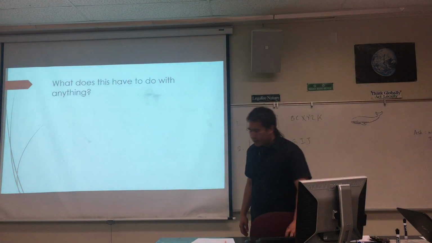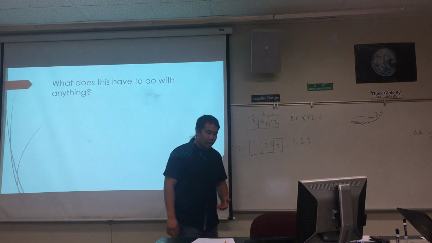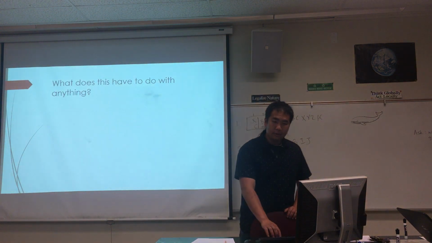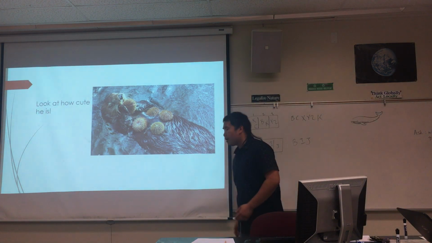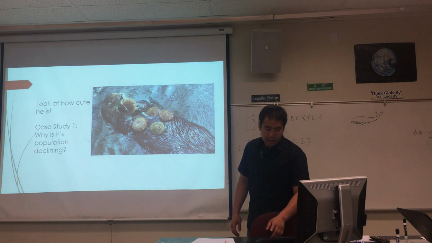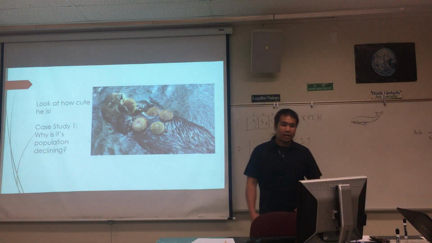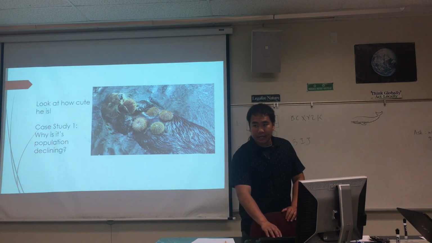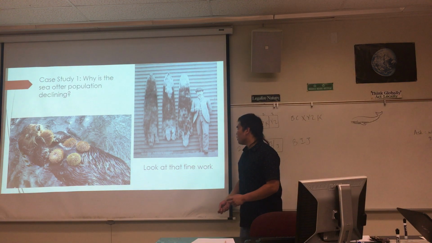Okay, so anyways, why are we even talking about this? Why are we talking about getting rid of sea otters in the first place? Well, it has something to do with us, of course. Here's a sea otter. Why are the sea otters declining in population? Well, the obvious reason is they have those pelts. They are being hunted for their fur. That is one reason, for sure.